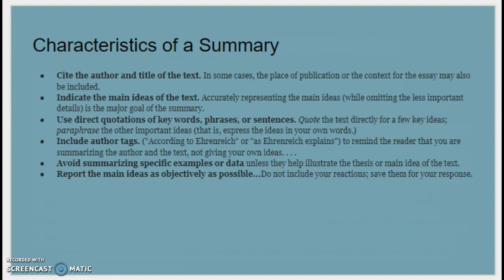So the characteristics of a summary is you have to cite the author and the title of the text. You have to indicate the main idea of the text. You have to use direct quotes and keywords, key phrases, or sentences. And you have to include author tags. And you have to avoid summarizing specific examples like data. And then you got to report the main ideas as objectively as possible.